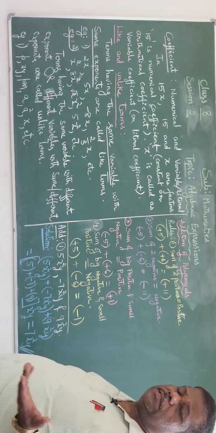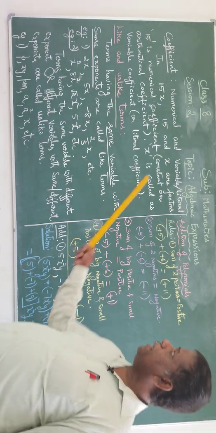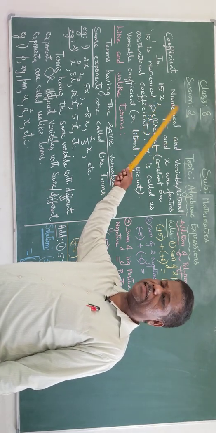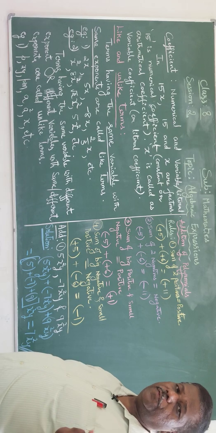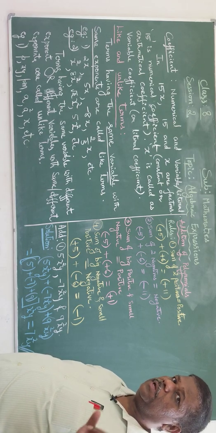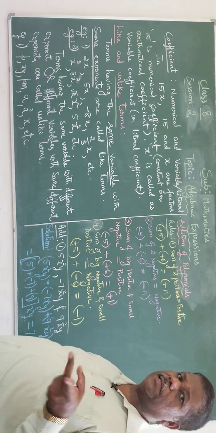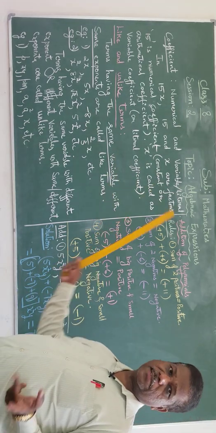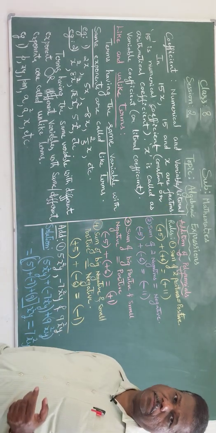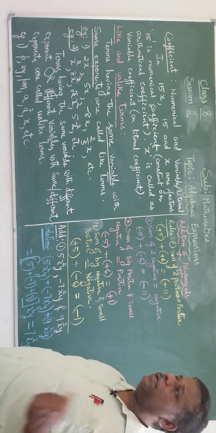To understand this concept, we have to take an example. So let us take an example. In this example, 15x. 15 is a number, x is a variable. 15 and x are multiplied to each other. So we can say that 15 and x are factors, they are factors of each other.